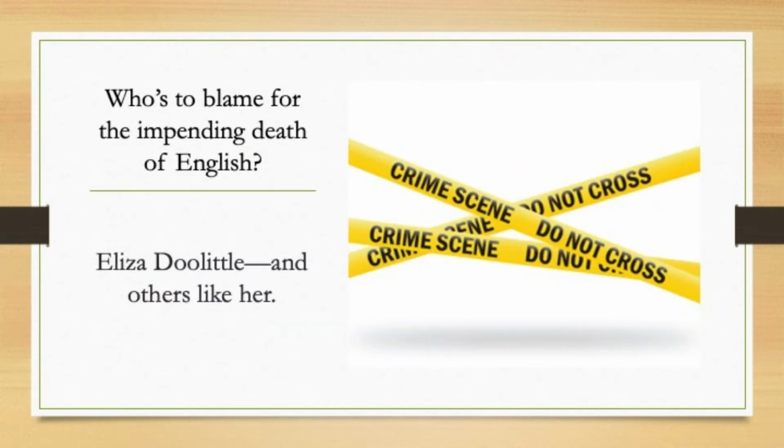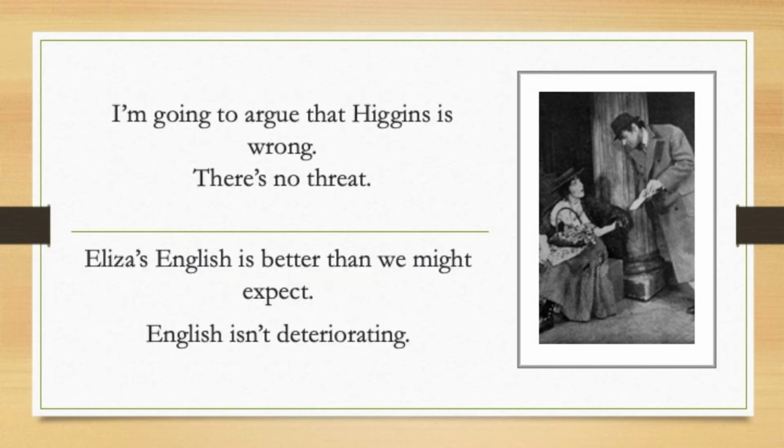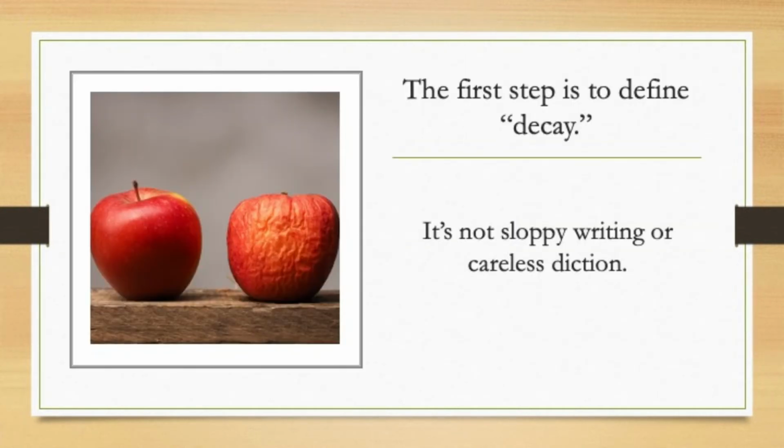One uncomfortable answer is Eliza Doolittle and others like her who speak English carelessly. We've all heard Henry's harsh words to her. "A woman who utters such depressing and disgusting sounds has no right to be anywhere, no right to live." I'm going to argue that Higgins is wrong. There's no threat. Eliza's English is better than we might expect, and English isn't deteriorating.